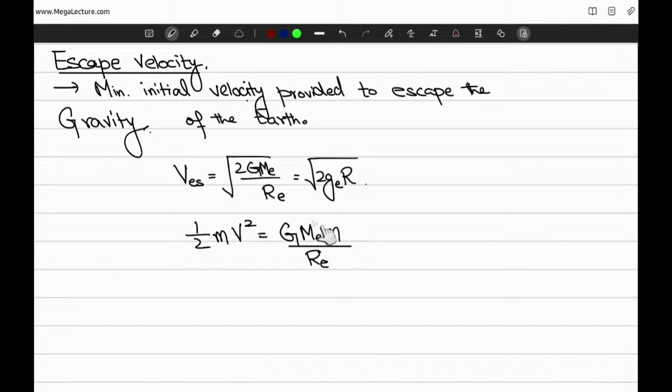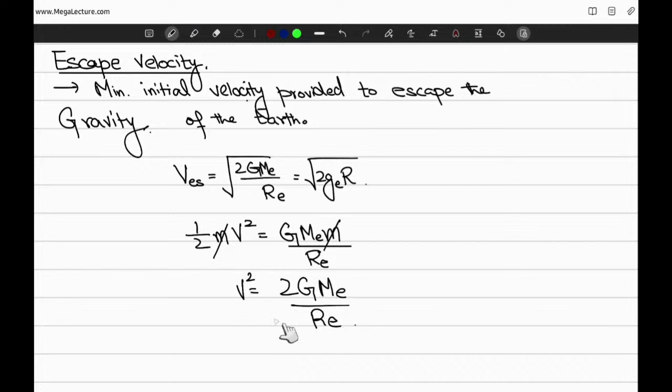So mathematically, this just means that this is the kinetic energy of the object that I'm throwing so that it escapes the field of the earth, and this is the potential energy of the earth itself. So the kinetic energy should be at least equal to this energy, right? And so then you can solve it for V.